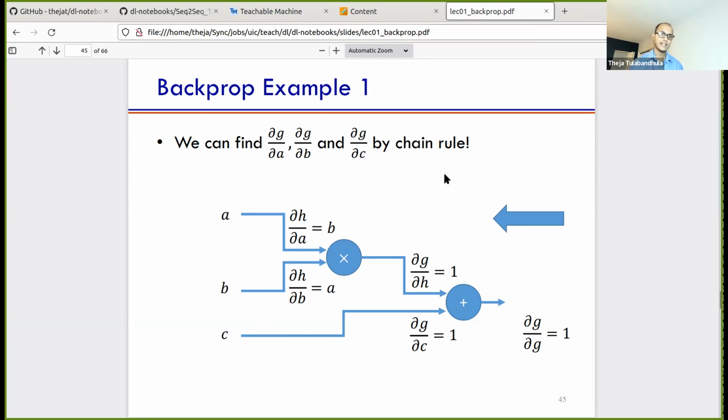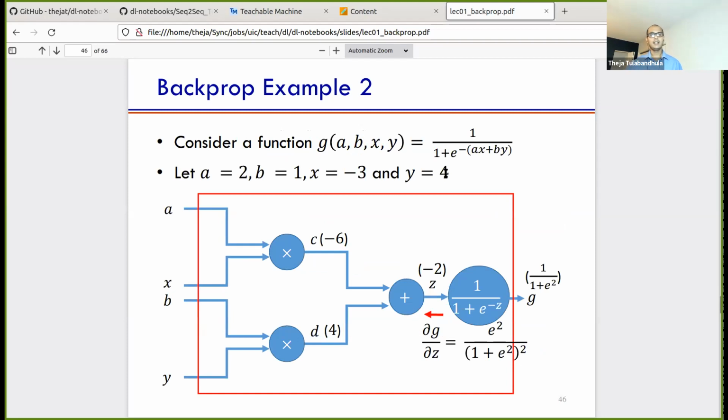Okay, let's look at another example. I won't go into all the black annotations here, but let's focus on this red box. That red box is trying to show this function, in the first line: 1 divided by 1 plus e to the power minus (ax plus by). This function needs four inputs to compute the output: a, b, x, and y. They are on the left hand side; they are the inputs. The output is g.